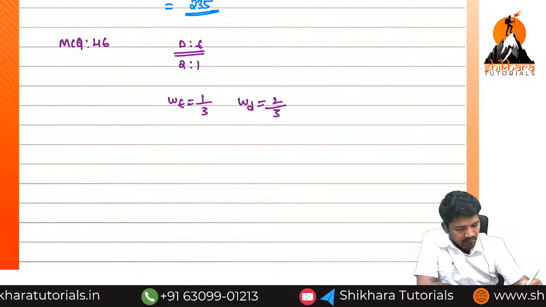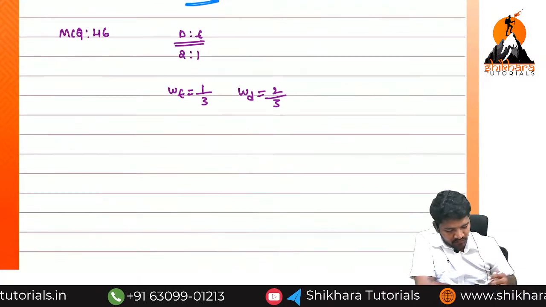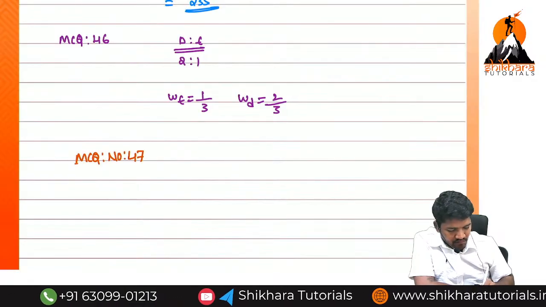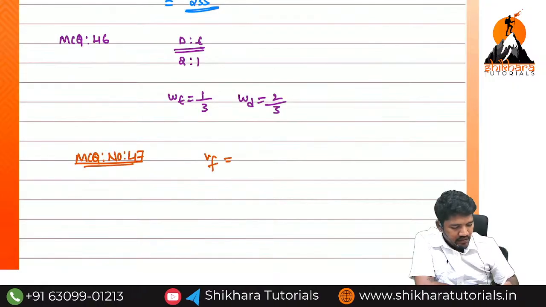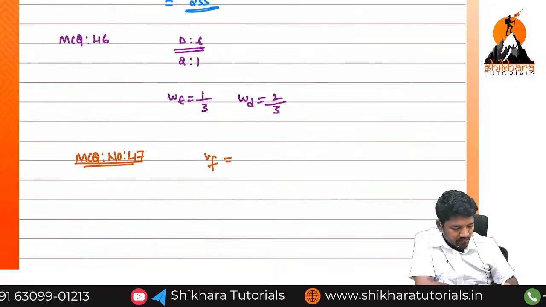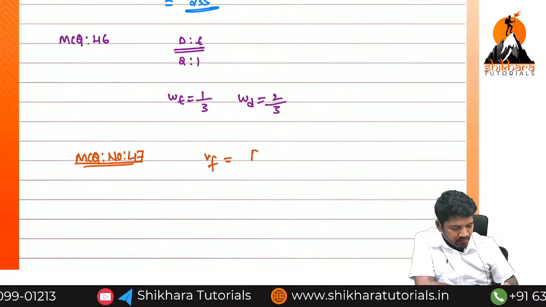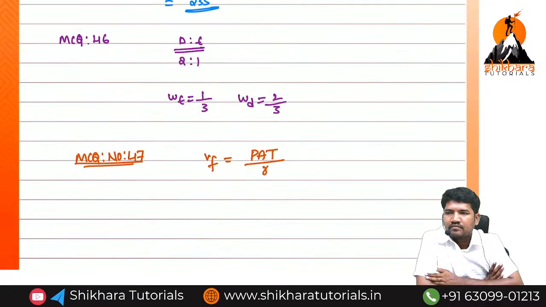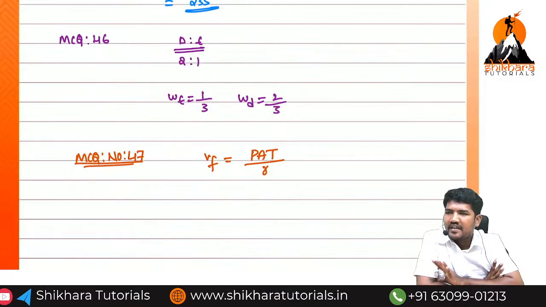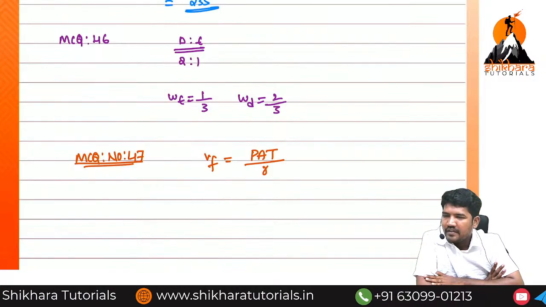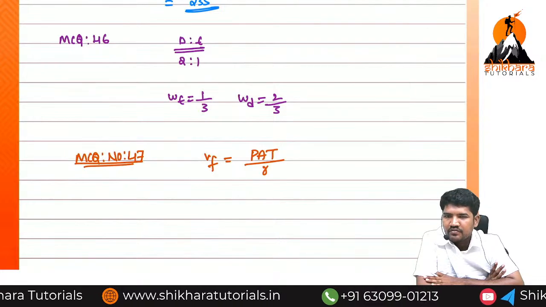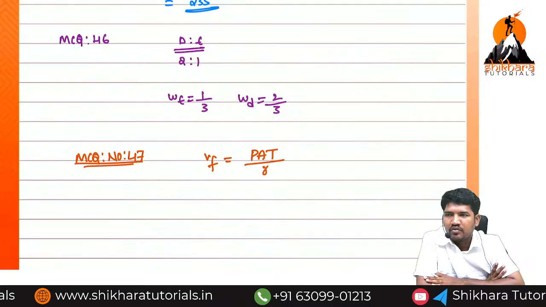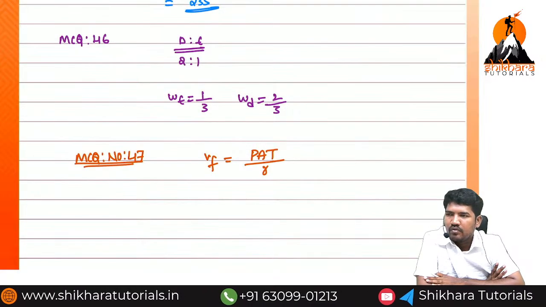MCQ number 47. Listen. Based on the information, value of firm equals PAT divided by required rate of return. PAT is given, and the required rate of return is given as 20%. If you solve it directly, you will not get the answer. Please solve and tell me the answer.